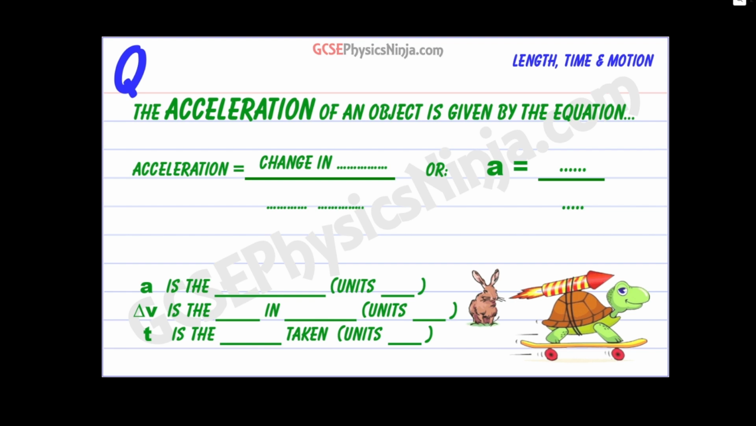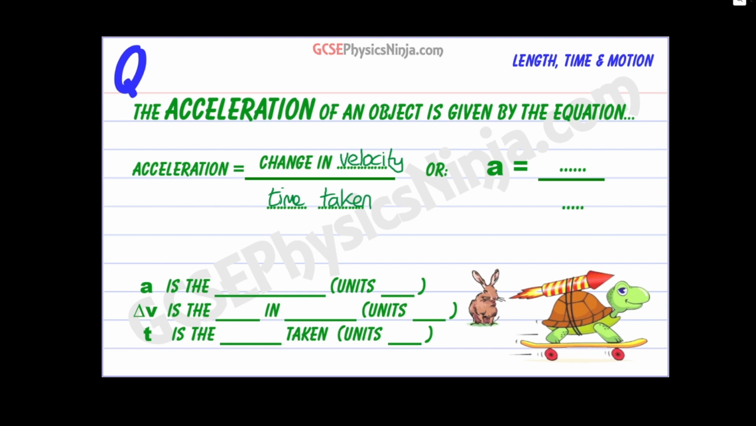The acceleration is equal to the change in velocity. Now we could use speed here as well. Either will work. Remember that velocity is a vector, so direction is important. A positive velocity might be going in one way, a negative velocity would be going the opposite way. But acceleration is change in velocity over time taken.